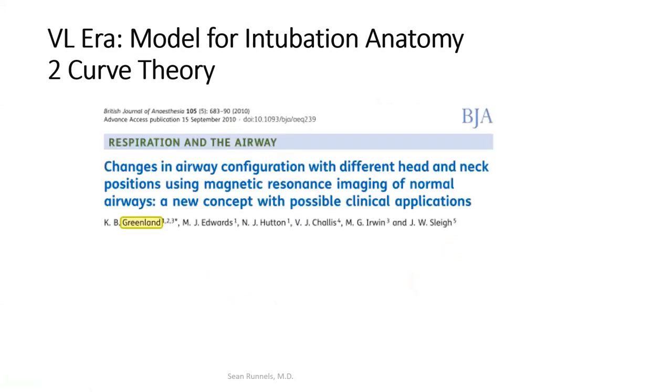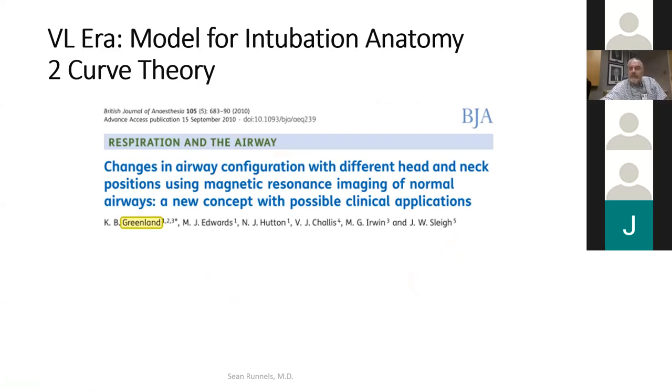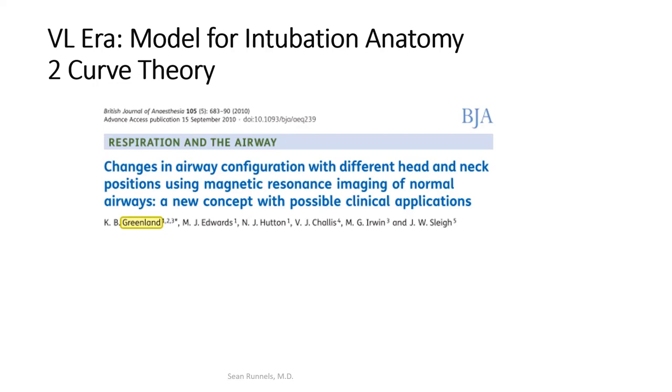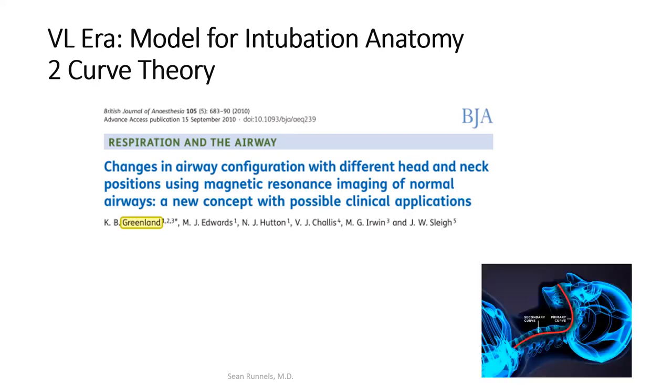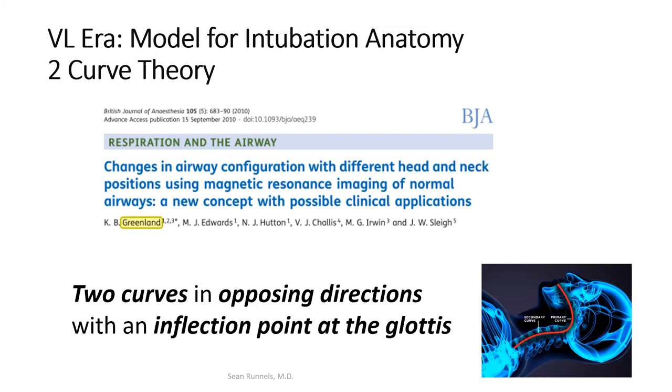That was introduced by a Kiwi named Greenland, and it seems pretty obvious, but he did a lot of magnetic MRI work and looked at the geometry and wrote a paper in the BJA in 2010. From what I can see, this paper mostly didn't have a lot of impact at the practical level. Unfortunately, it hasn't been well disseminated. But what he says is there are 2 curves, in opposing directions, and there's an inflection point at the glottis. And that's the 2 curve theory.